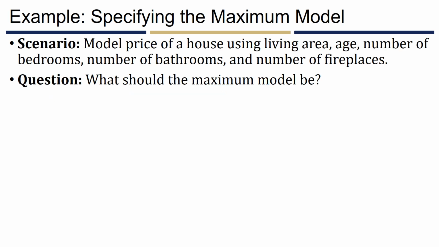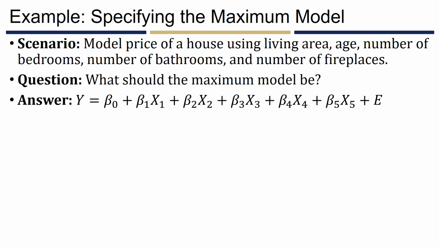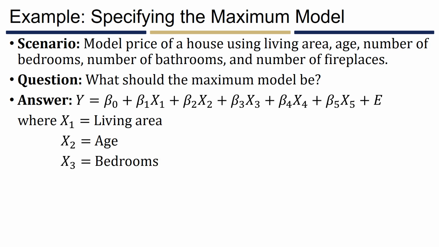So looking back at our house price data, we have 5 different predictors that we are choosing from. So let's set up our maximum model to be the model that has all 5 of our main effects with no interaction terms and no higher order terms. So we'll let x1 be living area, x2 be age, x3 be the number of bedrooms, x4 is the number of bathrooms, and x5 is the number of fireplaces.